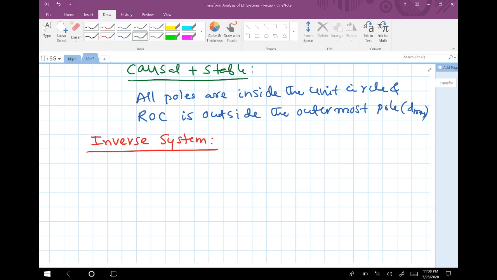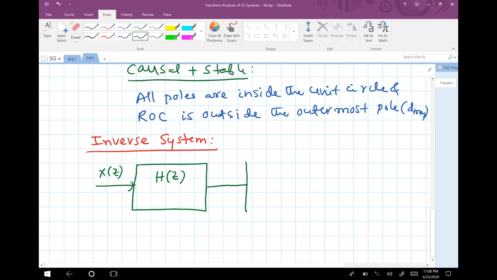Let's start with the block diagram of it. Let the system be characterized by H of Z. Let the input to that system be X of Z. When you say inverse of this system, if you concatenate it with that system, and look at the output, what should the output be? This also should result in X of Z. Then you call HI of Z the inverse system.